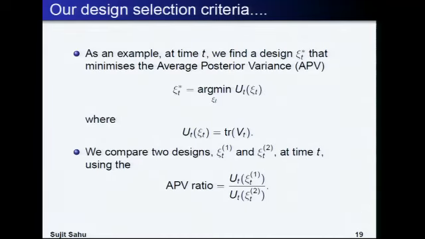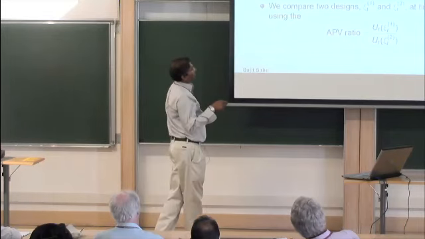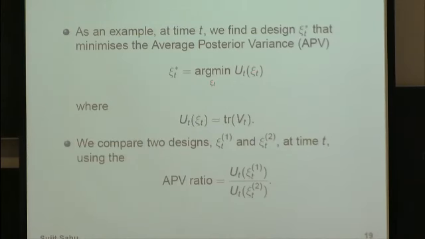So formally our design selection criterion would look like this: at time t we'll find a design xi t star. It will depend on time, and that design will be the argument of the minimization of Ut, where Ut is a trace or something, and we will call this the APV, or average posterior variance, or we can call it the average predictive variance as well. I think we thought average posterior variance is a better term than predictive variance, at least in our setup. And to compare two designs, we can get this APV ratio, which is for design 1 and design 2. So this will be the optimized trace under design 1 and the optimized trace under design 2.